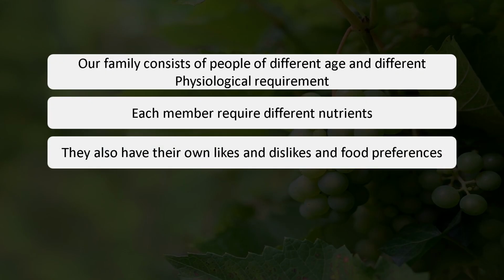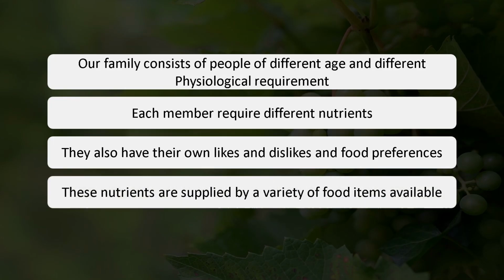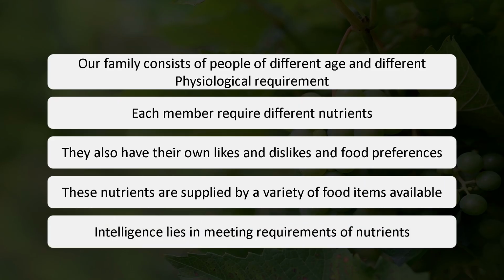We must also keep in mind the seasonal availability of different food items. We must also keep in mind the likes and dislikes and food preferences of our family members. Our intelligence really lies in meeting a requirement of nutrients, which are usually stable throughout the year, with minimum expenses. Therefore, this involves a careful selection of different items available to meet these requirements at different points of time.